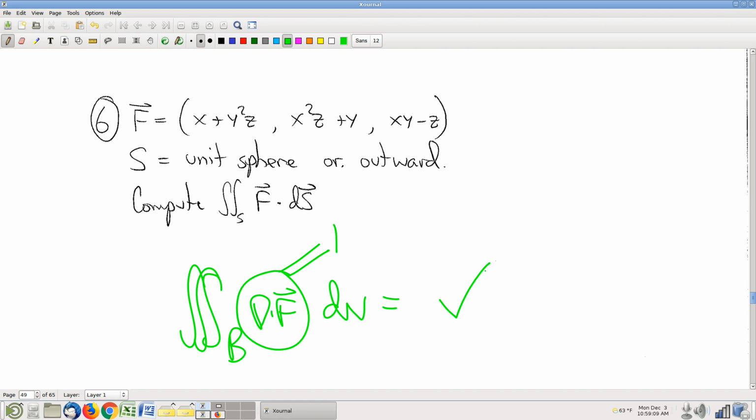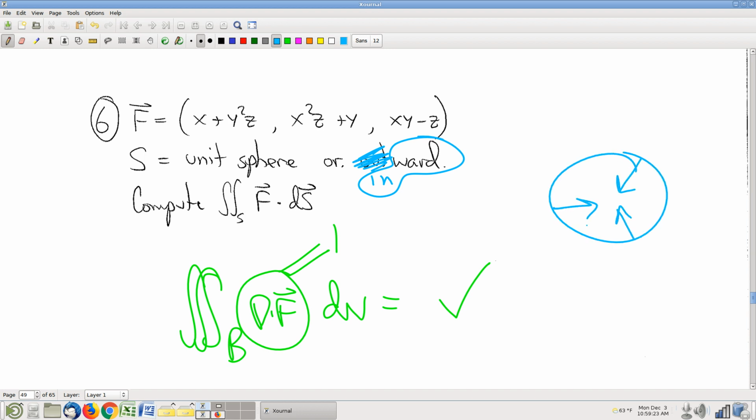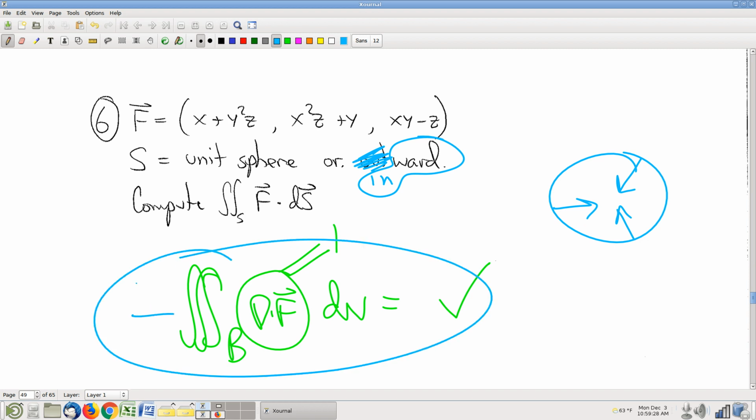Like here, let me say, if this were inward. If it was oriented inward, then I would say, okay, well, my surface, that flux is the negative of the boundary flux that I can compute with Gauss's divergence theorem, and so therefore I just put a minus sign there.